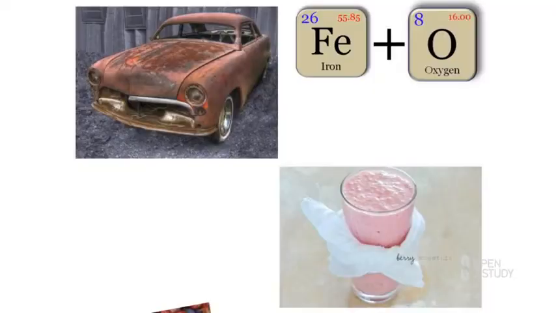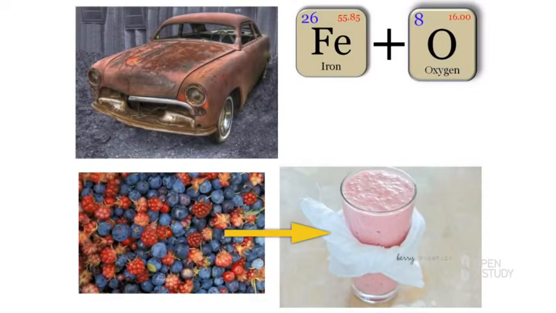What about the other example? What about our smoothie? Taking a whole heap of berries, pouring some milk in, blending them all together, you're absolutely changing the appearance of what you have, but chemically speaking, you still have berries and milk in that glass. You haven't changed their identity, and that means it's a physical change.